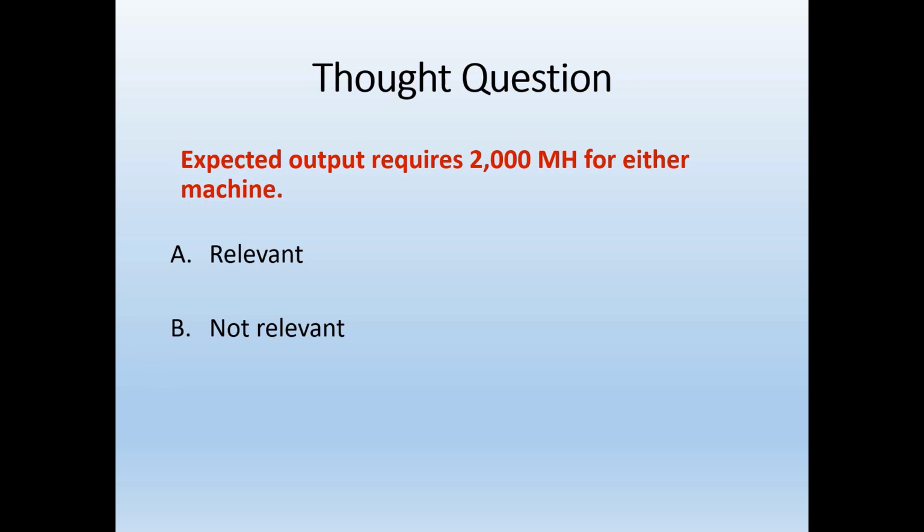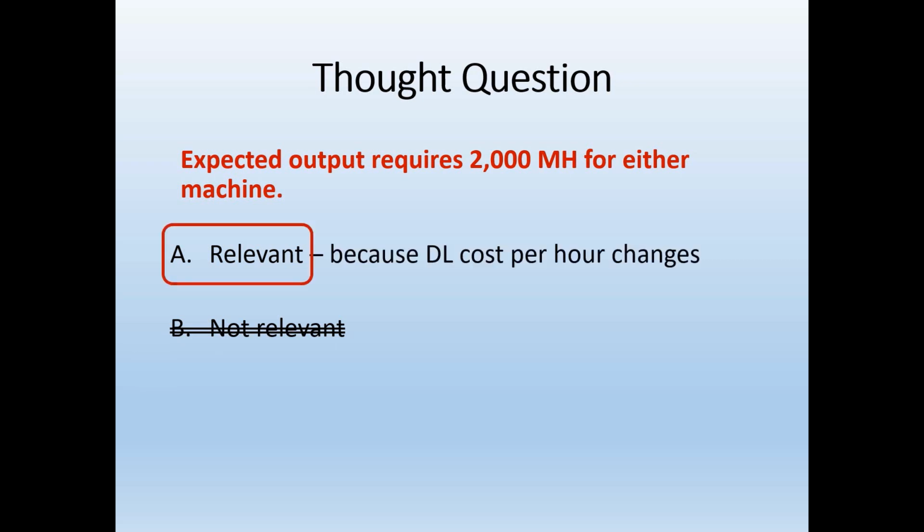Expected output would require 2,000 machine hours for either machine. Is that relevant? It's tempting to think that it's not relevant because the number of machine hours is the same for both machines. But in this particular case, it is relevant because the firm can save 50 cents per labor hour on the wages of the person who is operating the machine.